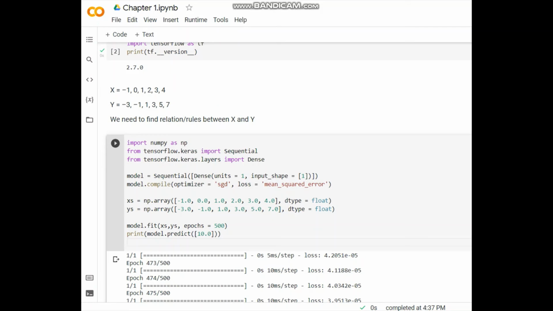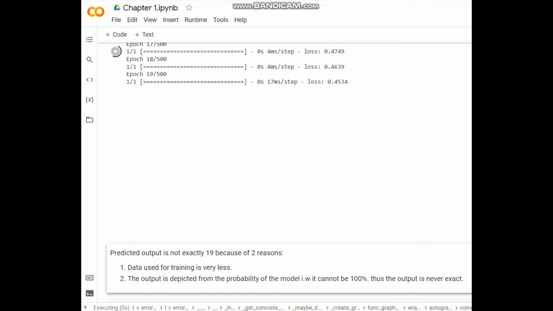So here we are importing NumPy, and from tensorflow.keras we'll be importing Sequential, and from tensorflow.keras.layers we'll be importing Dense. Finally, we'll be defining our model like model equals Sequential, Dense, units and input shape. Then we'll be compiling our model with an optimizer and loss function. Then we'll be using NumPy to convert our inputs into the form of NumPy arrays. Then we'll be using model.fit with epochs equals 500. And finally, we'll be making predictions on x equals 10. So we'll be running it here.